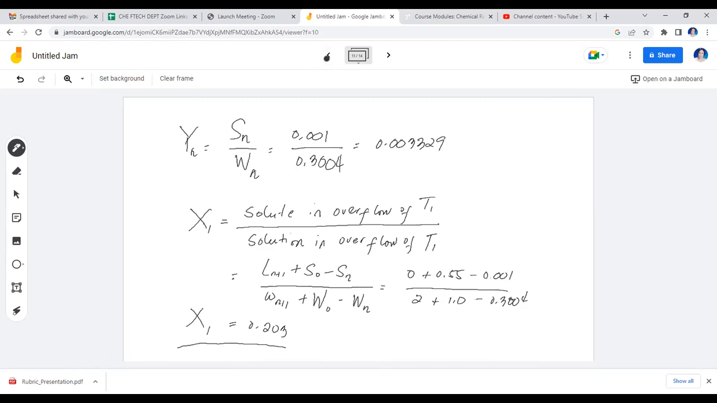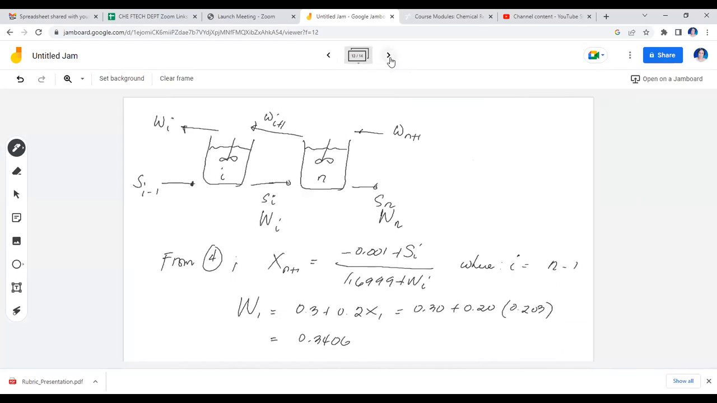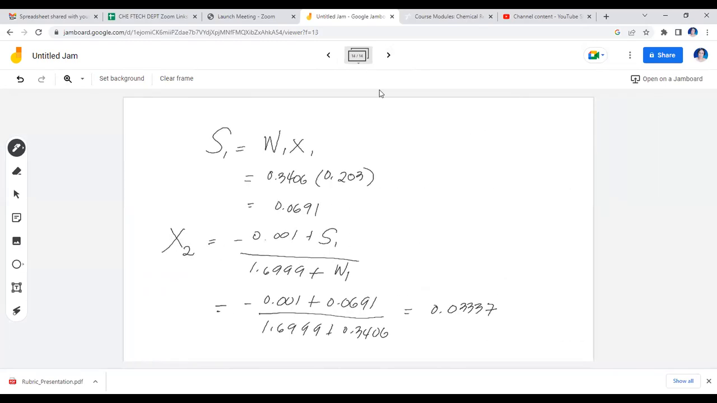Now, remember, I'd like to put an arrow on what we're doing. We started with determining the concentrations of the overflow. So that's overflow 1. This is overflow 2. That's 0.03337. We will continue solving. Just let me borrow around 5 minutes. We'll just finish this one.